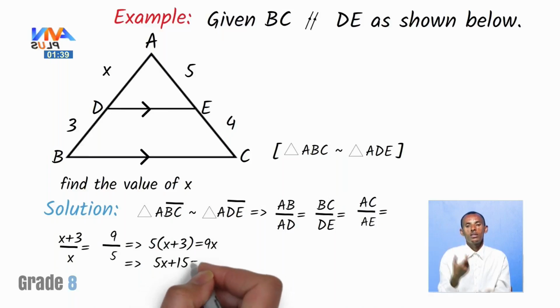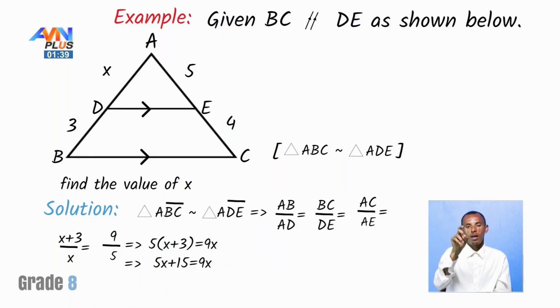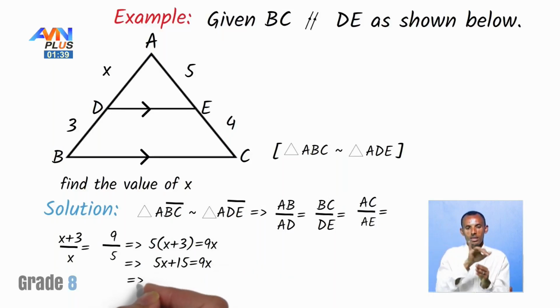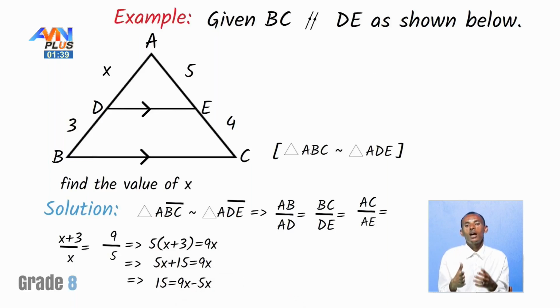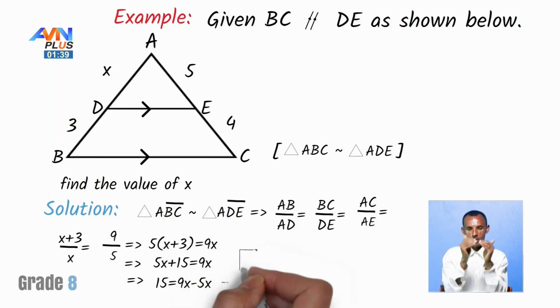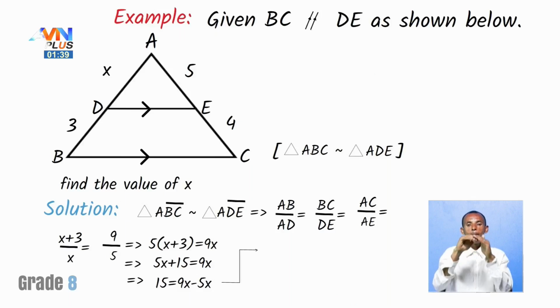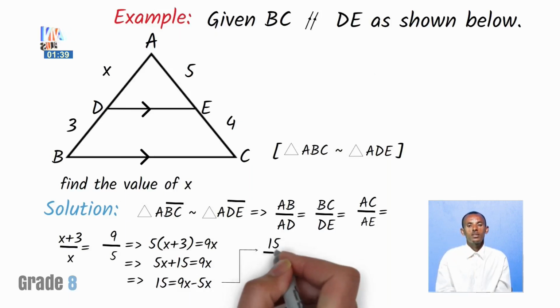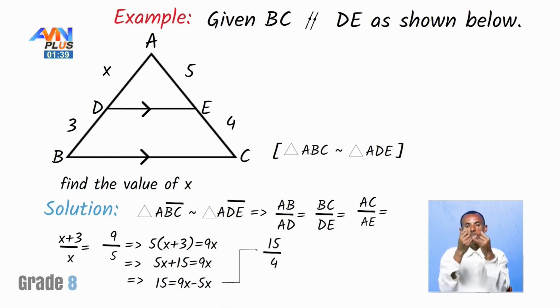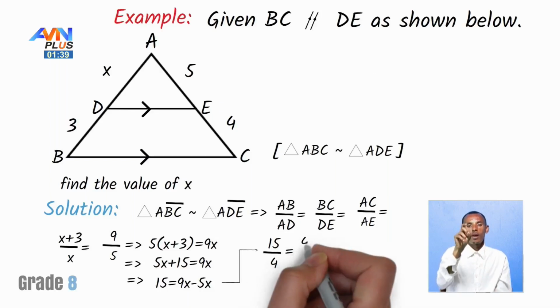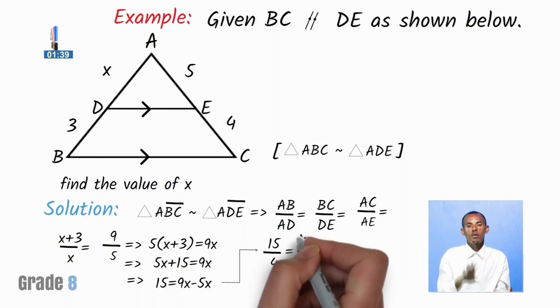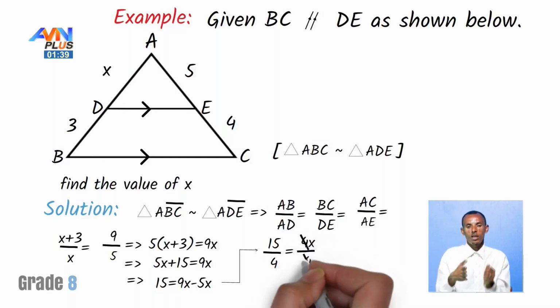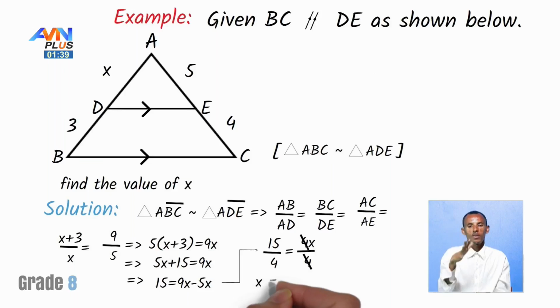This must be the same as 9x, right? So collecting like terms, now we need to collect like terms. So take this 5x to the right side. Then on the left, you will have 15 is equal to 9x minus 5x. So 9x minus 5x means 4x, okay? The last step is dividing both sides by 4. Then dividing both sides by 4 gives us x is equal to 15 over 4.